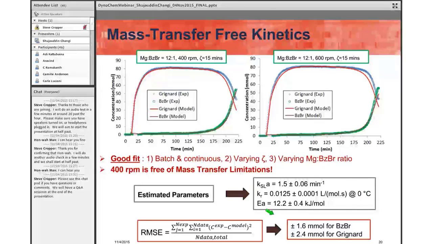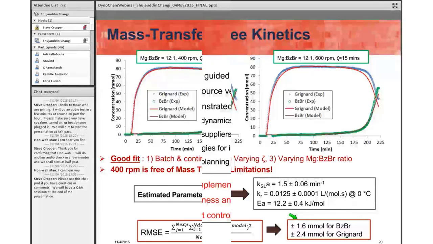As a true test to see how good the model fit was, we can use different criteria. And the criteria that I've used here is RMSE, which is the root mean square error. You can see that the RMSE for both benzyl bromide and Grignard, which were estimated separately, are very low and within 5 to 8%, therefore suggesting that the model is indeed a very good fit to the experimental data.